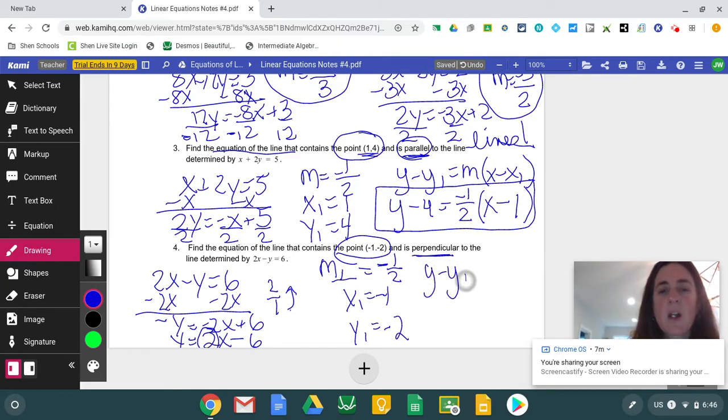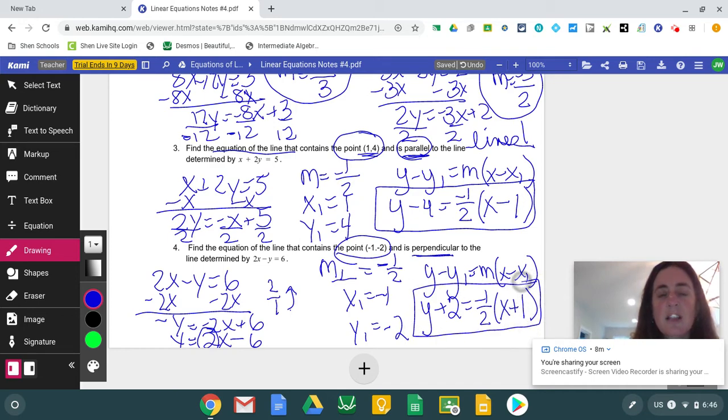Y minus y1 equals m times x minus x1. Use that point slope form from lesson 3 and fill in our variables. Instead of -2, it's now y plus 2 equals negative 1/2, because remember, I had to flip and negate that slope, and then it's x, take that -1 and turn it into plus 1. There we go. Leave it in point slope form, and that's it.